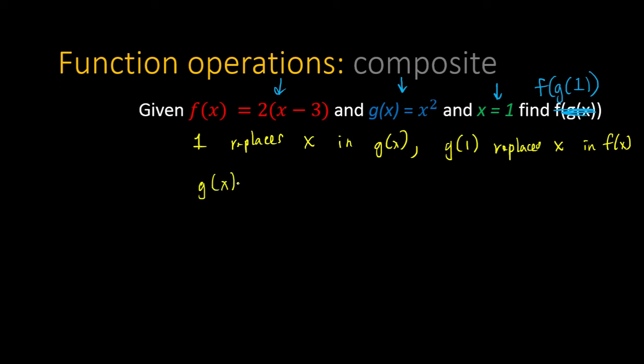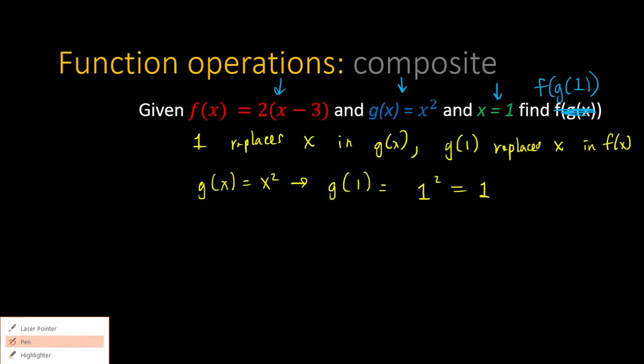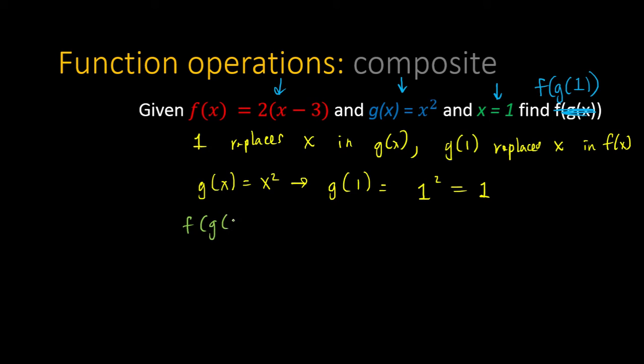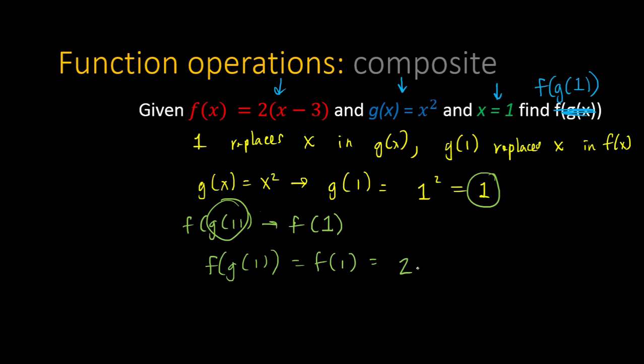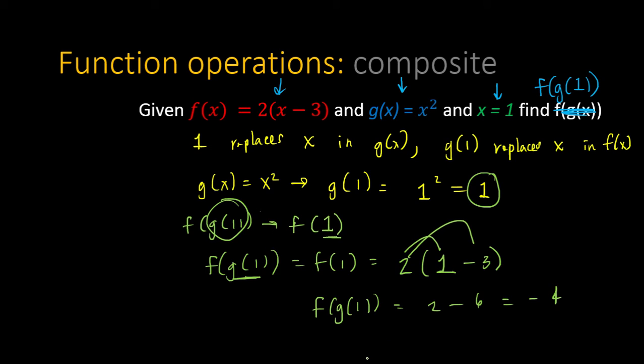So g of x equals x squared. g of 1 is just equal to 1 squared, which is equal to 1. So g of 1 equals 1. So if I want to find f of g of 1, which is the same thing as f of 1, because g of 1 equals 1, then I take f of x and I sub in g of 1, which is equal to 1, anywhere I see an x. So f of g of 1 equals 2 times 2 minus 6 equals negative 4. f of g of 1 equals negative 4.